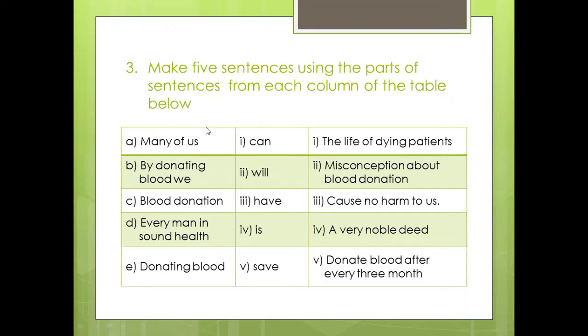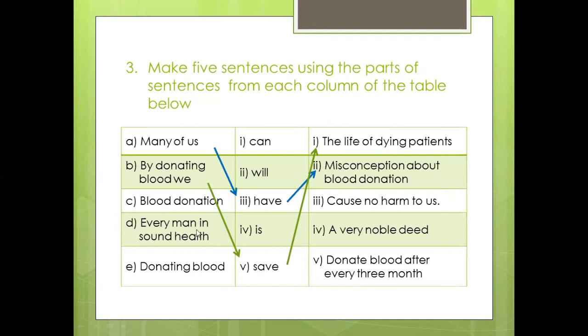Number 1, many of us. That means our subject is plural. So you have to pick a verb which goes with plural subject. That can be many of us have, plural verb. Many of us have misconception about blood donation. And then number B, by donating blood, we save the life of dying patient. See the verb, by donating blood, we save, our subject is plural, so we are picking a plural verb. We save the life of dying patients.